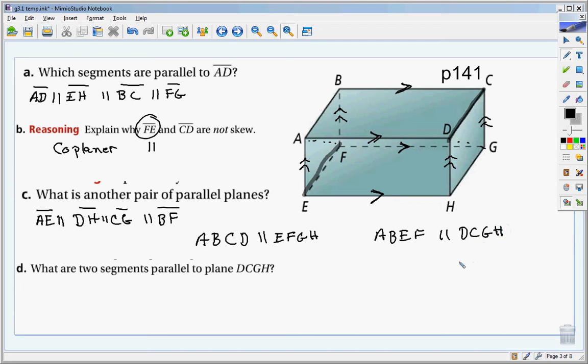And there would be one more pair that I could use. I could use A, D, H, E, and what? B, C, G, F. There would be 3 sets of parallel planes. Okay? 2 segments parallel to D, C, G, H. Here's D, C, G, H. What are 2 segments that are parallel to it? AB would be one of them. And what's the other one? EF.